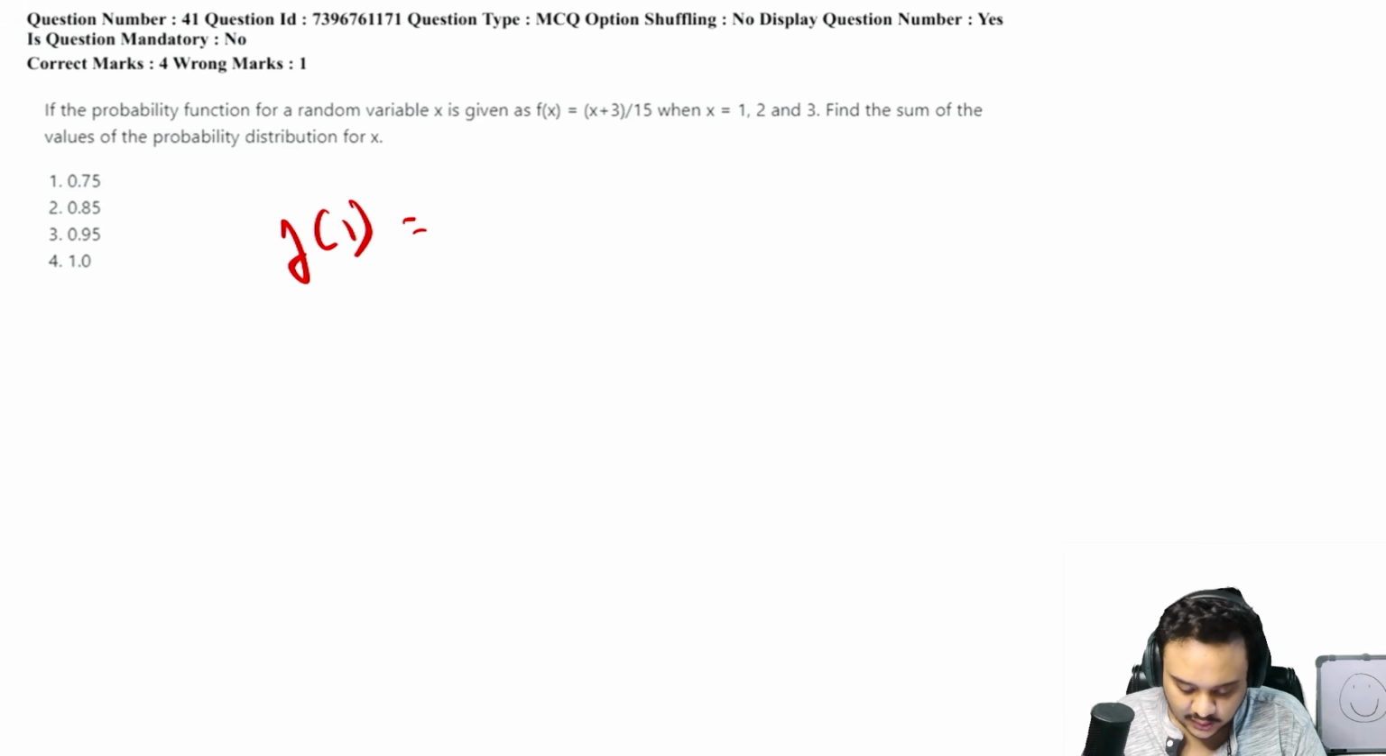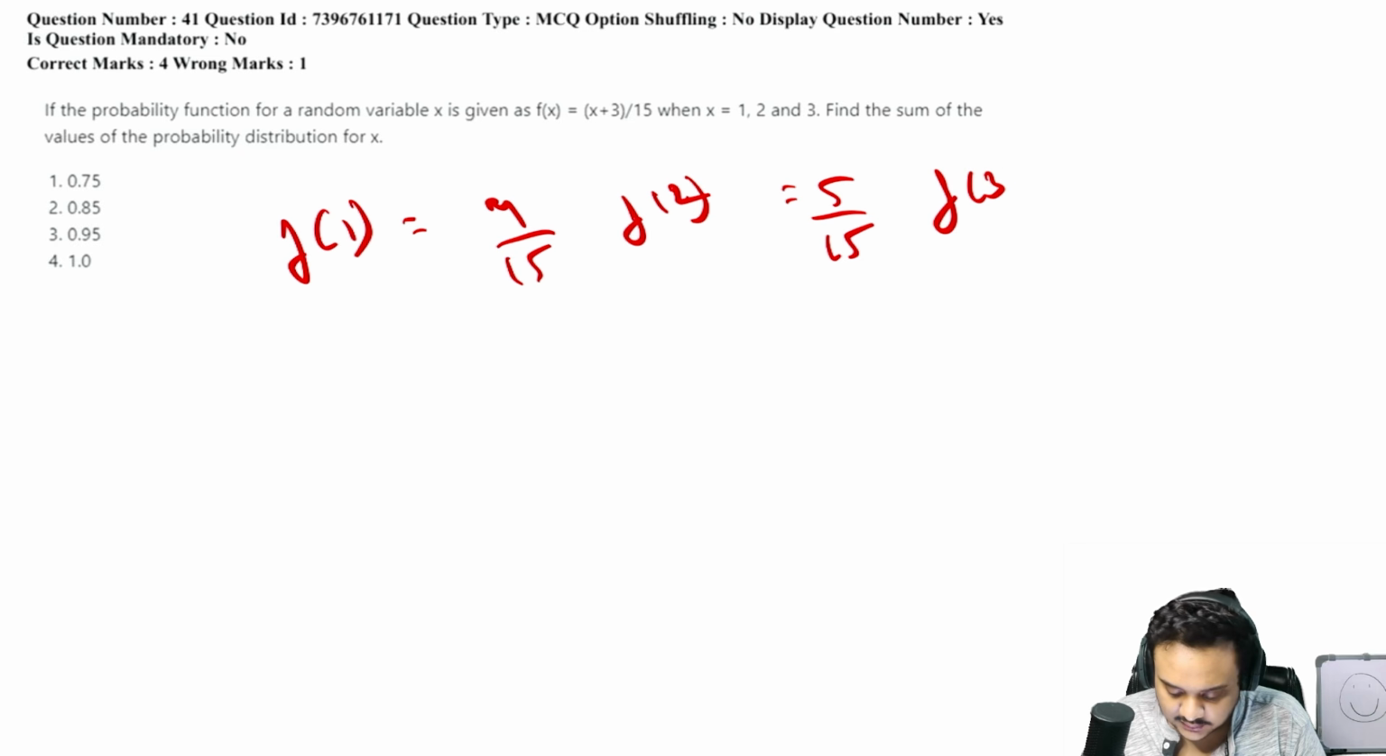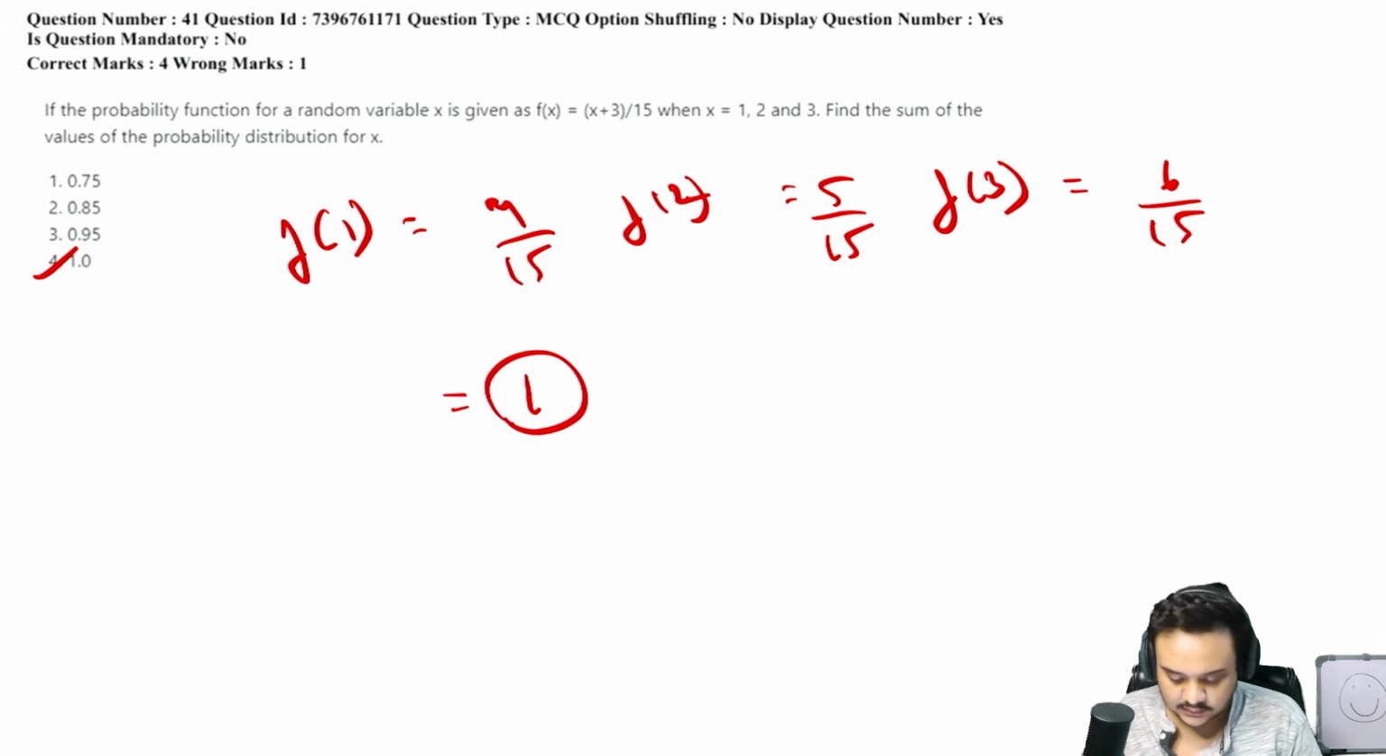Okay, so f1 is 4 by 15, f2 is 5 by 15, f3, please excuse my handwriting, I just want to write as fast as I can. So this is 6 by 15. So you add all of them up, you'll just get 1. That is your answer. Let us move on.